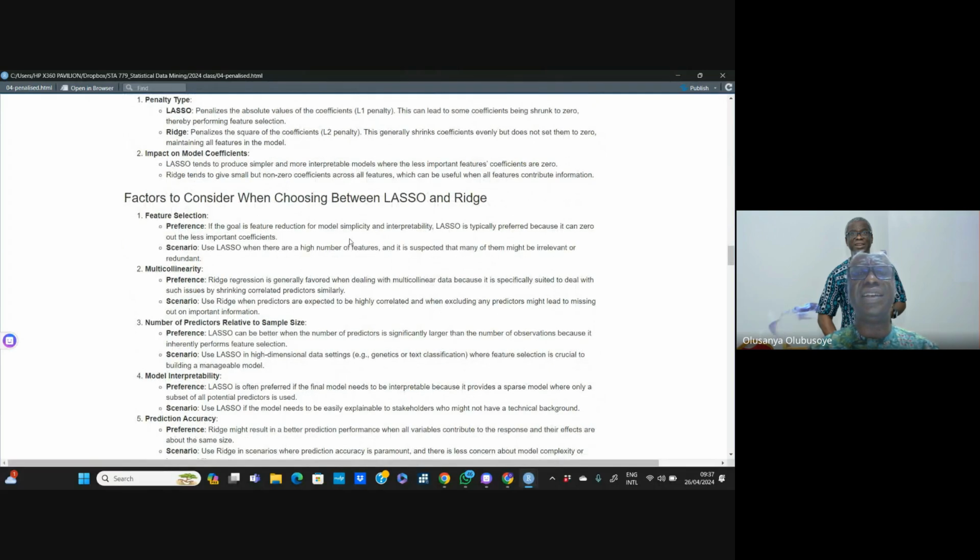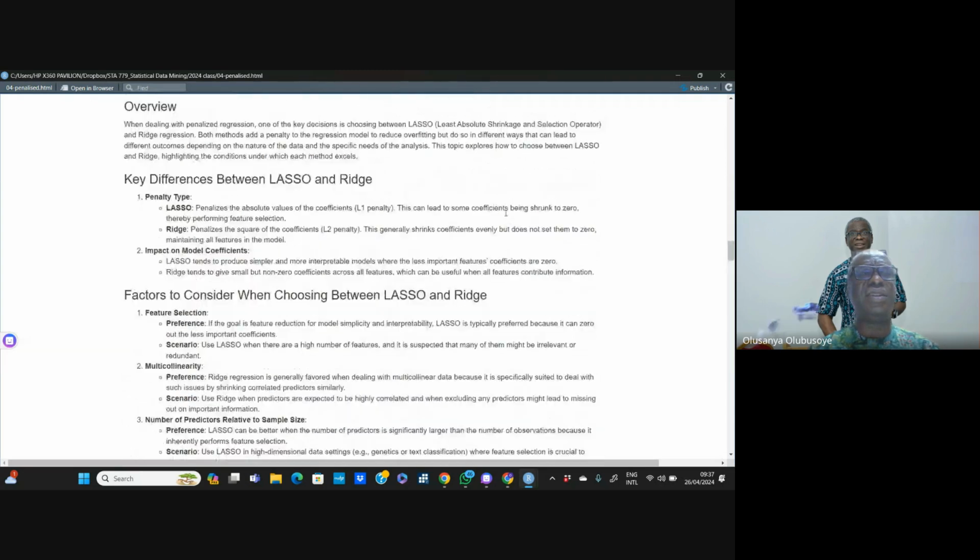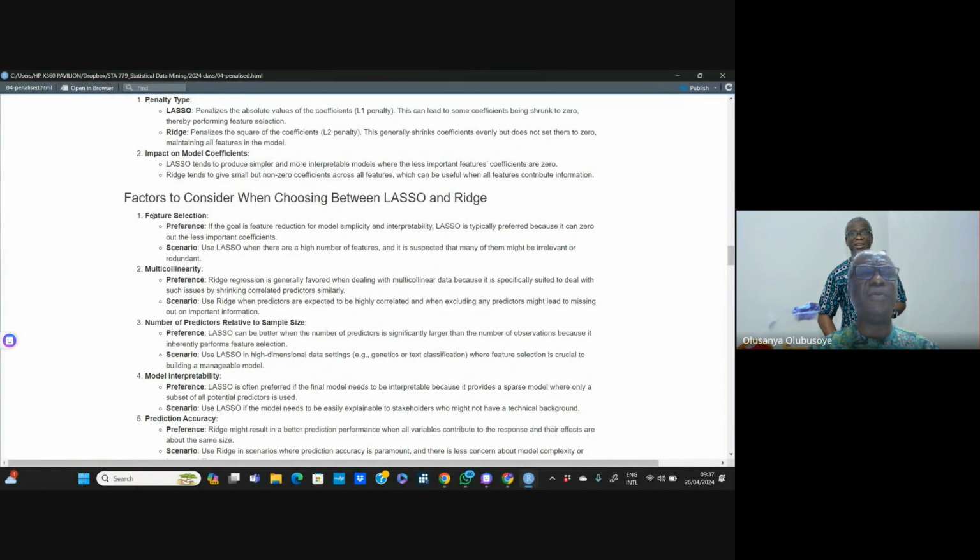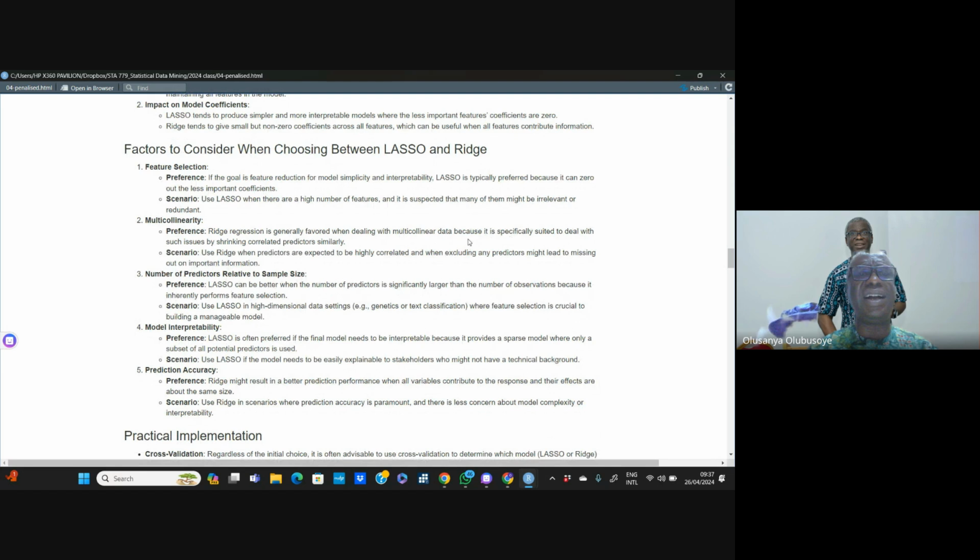Factors to consider when choosing LASSO or Ridge. One, if you want to do feature selection. If your goal is feature reduction, to be able to simplify and interpret, choose LASSO. If you have a high number of features and suspect that many of them might be irrelevant or redundant, you can choose LASSO. LASSO will remove the redundant variables.